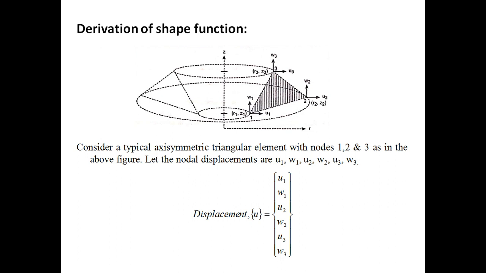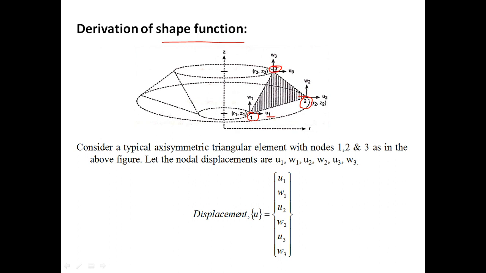In this derivation of the shape function, consider a three noded axisymmetric triangular element. Here we have nodes 1, 2, 3. Each node has two degrees of freedom, u1 and w1, u2 and w2, u3 and w3, and their respective coordinates r1 z1, r2 z2, and r3 z3. Whenever we explain the axisymmetric element, we just have to write those things.